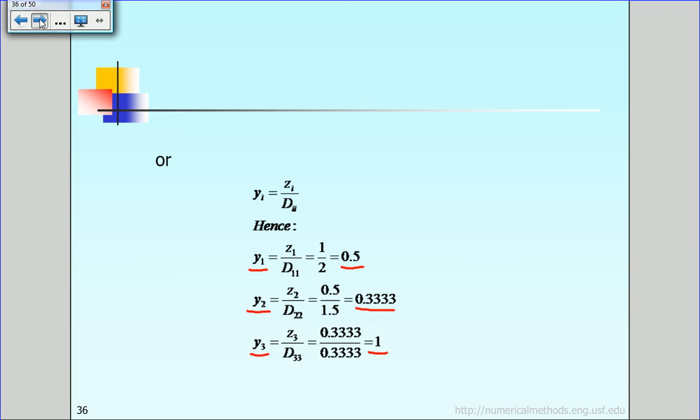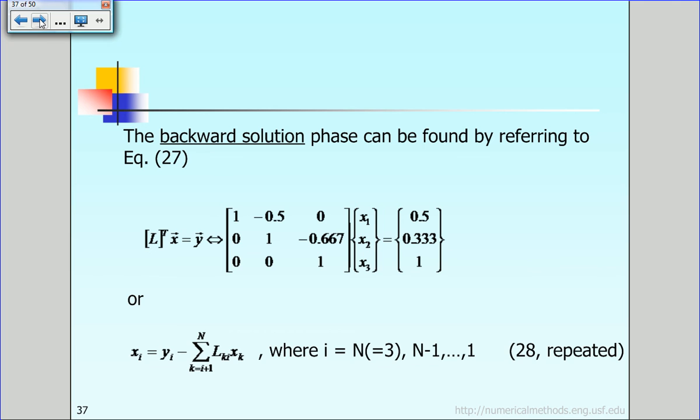After that part is done, the next step, which is the last step, step number 4, is called the backward solution phase. In this backward solution phase, the equation that we have is L transpose times x equal to y. And please remember, the matrix L we already got from step 1, and the vector y we already know from step number 3. Therefore, from this system equation, we can look at equation number 3 first to solve for the unknown x3.